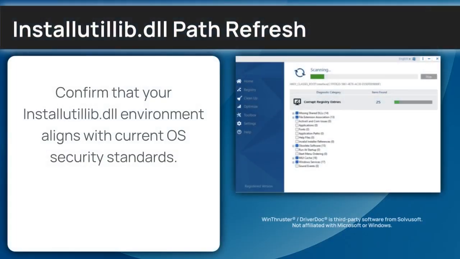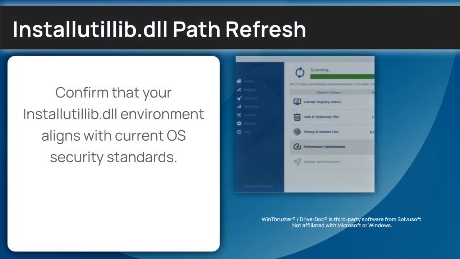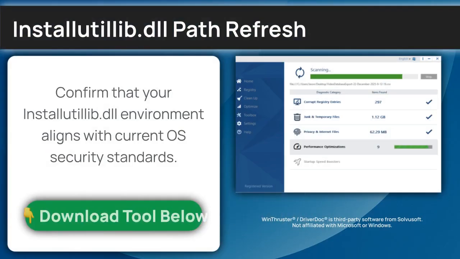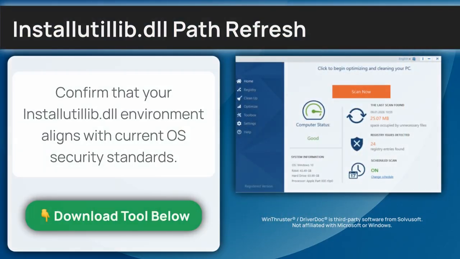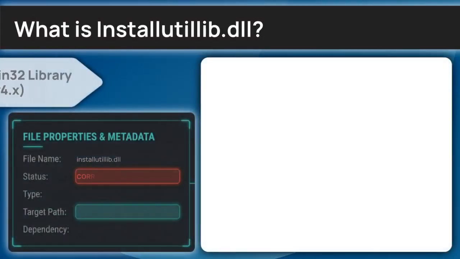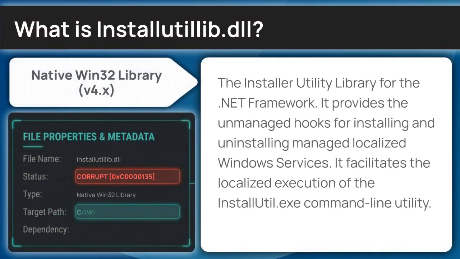As we look at the manual steps for InstallUtil.lib library, there is also a diagnostic resource for reviewing your overall system health. This is the InstallUtil.lib library, the installer utility library for the .NET framework. It provides the unmanaged hooks for installing and uninstalling managed localized Windows services. It facilitates the localized execution of the InstallUtil.exe command line utility.